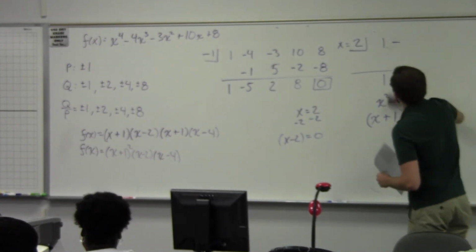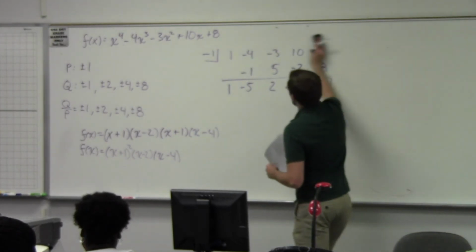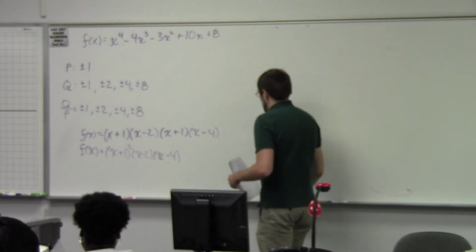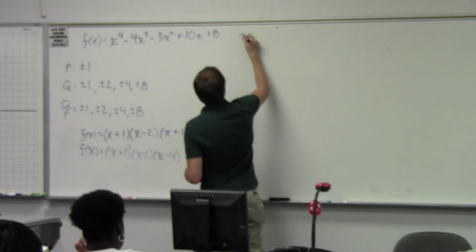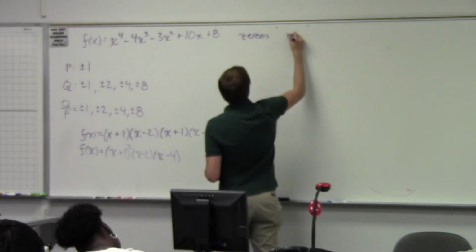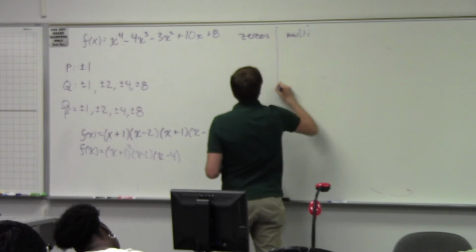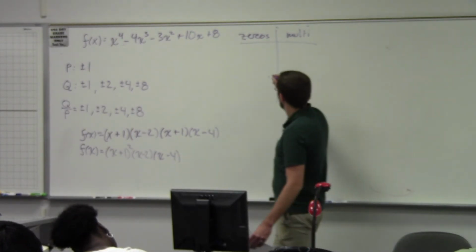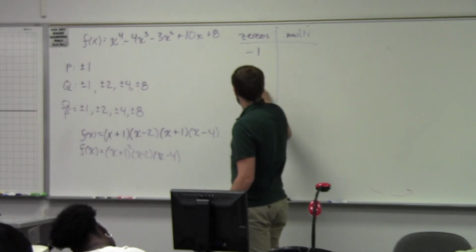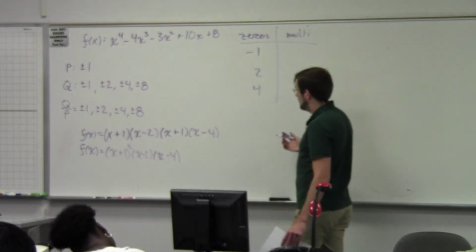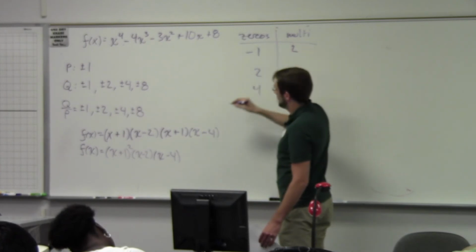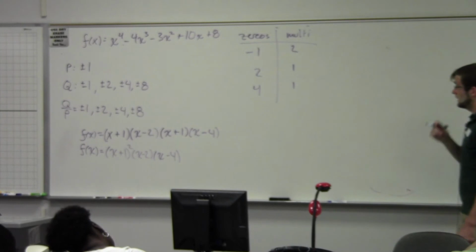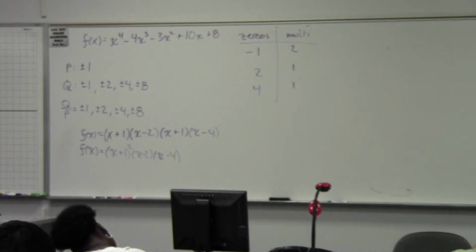Let me make some room. Okay, so now we have our function in factored form. What are my zeros and what are their multiplicity? Yeah, so negative 1, 2, and 4. And negative 1 has a multiplicity of 2. And 2 and 4 both have a multiplicity of 1. Excellent. All right, so that was a long first step, right?